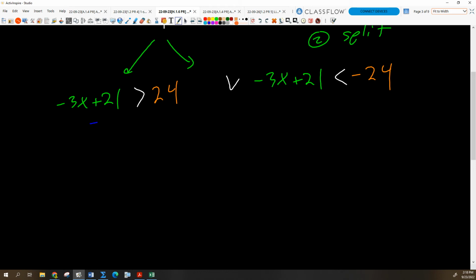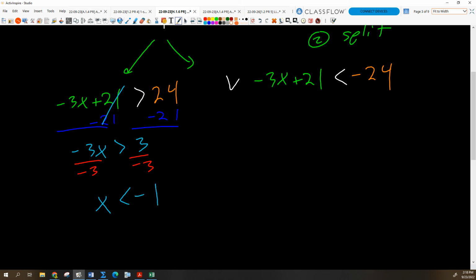Subtracting 21, which is going to give me, those guys cancel. Negative 3x is greater than 3. Everybody agree? Now what? Divide by negative 3. Good. So I flip the signs, right? So the 3's cancel, and I get x is less than negative 1 for part of it.